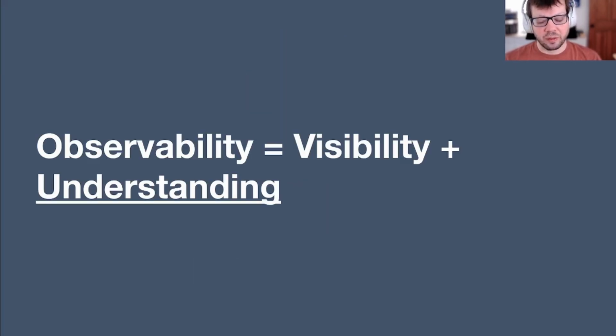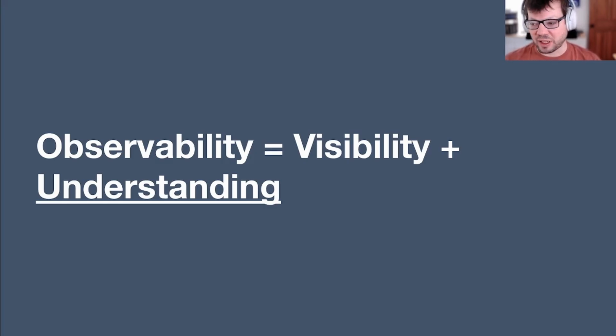So first, a definition, right? We're going to be talking about observability. There are lots of different definitions of observability floating around out there. I like to simplify it down to this equation, right? Visibility plus understanding equals observability. So really that just means, do we have enough information coming out of the system that we can see what the system is doing? And do we have enough context about that information that we can understand it and maybe change it if we need to?